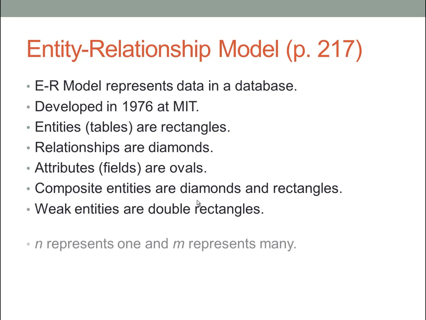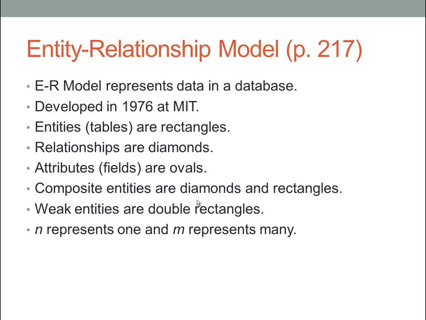I already showed you how the one and the many come into play. If it's a many to many, they'll usually use an M and an N. I'm sorry, on the one to many, sometimes they'll use an N and an M. Sometimes they'll use a one. So you'll see some differences there. Crow's feet can sometimes be used. Figure 6.14, page 221 has an example of using crow's feet to represent the many.